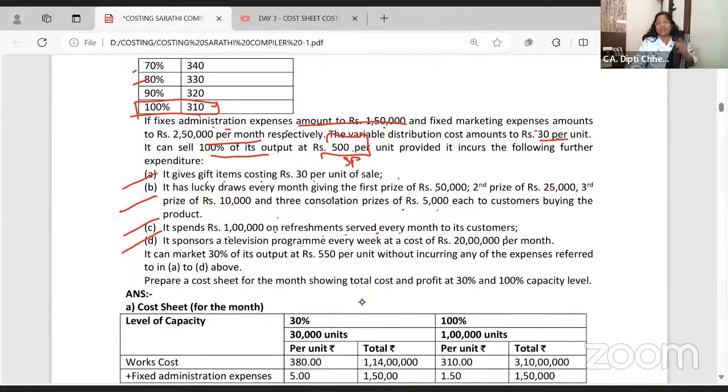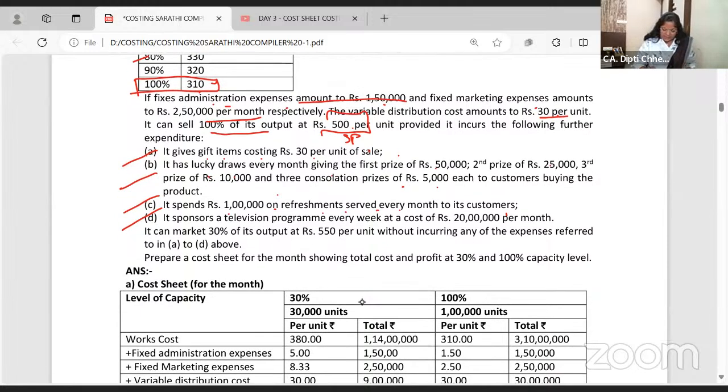If you want to work at 100%, you have to give sandwiches and samosas and nariyal pani to your customers because they are going to buy. They're going to be in your store for 3 to 4 hours. This mostly happens when you go for wedding shopping and you need to buy a lot of clothes, sari, jewelry at a time. So they give you all this service. Is it their cost? Yes. It can market 30% of the output at 550. See, at 100% if you are selling, you will sell it at 500.